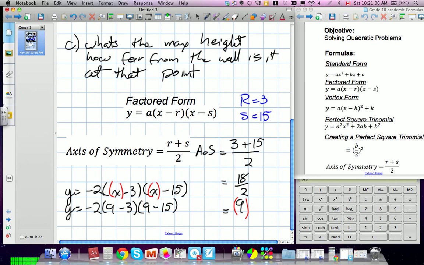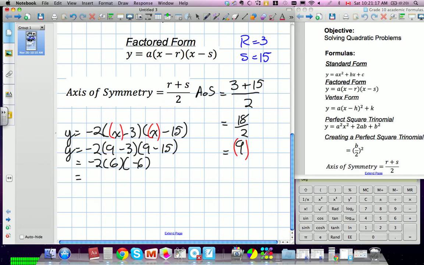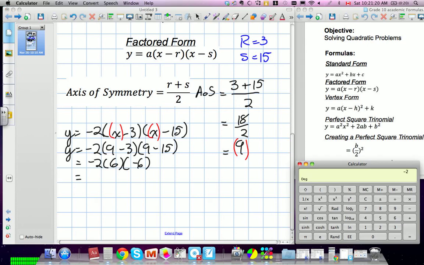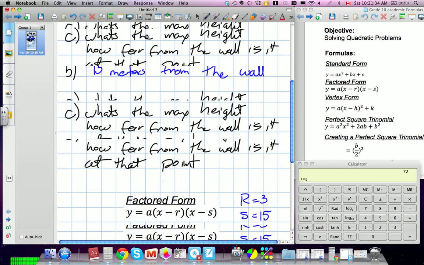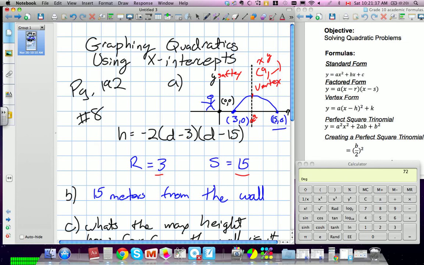Does that make sense so far? Yeah. Okay. And then we'll put these all together. So negative 2 times 6 times negative 6 gives us positive 72. That's right. So it turns out that our vertex is at 9 meters away from the wall. The rocket has a peak of 72 meters above the ground. So this is quite high up here. This is apparently at 72. Okay. And what we'll do on the next page is we'll try to get a true graph of this here.